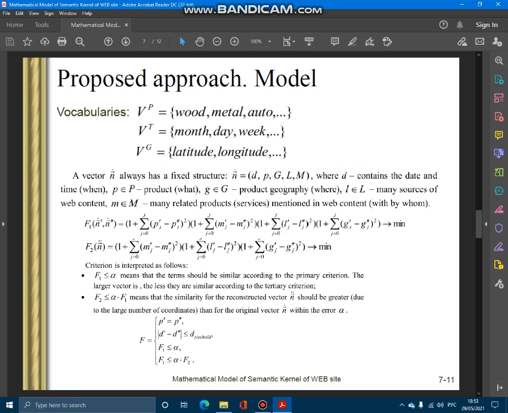We introduce 2 more vectors, n² and n³. The second vector n² describes the terms' synonyms to avoid duplication in the kernel. The third vector n³ describes satellite terms to describe a possible storyline in the web text.